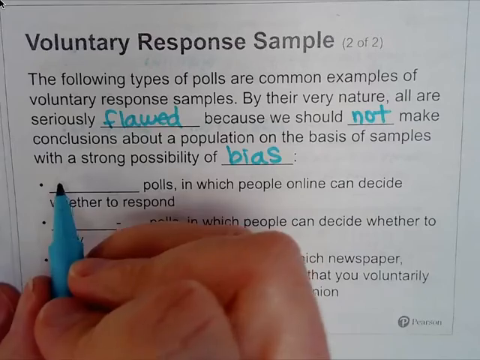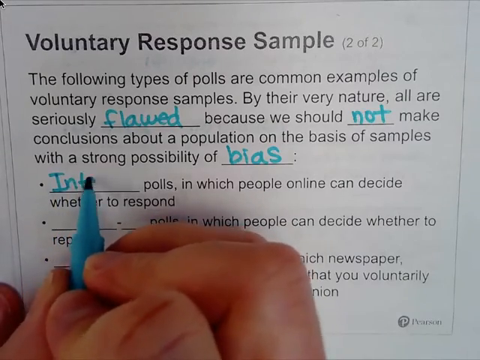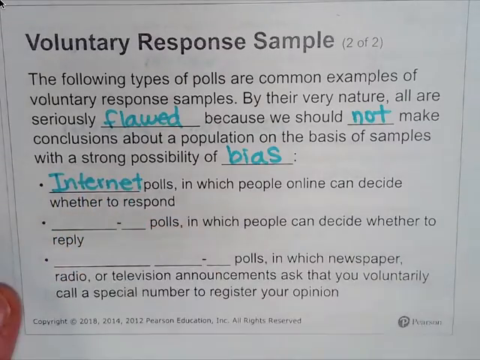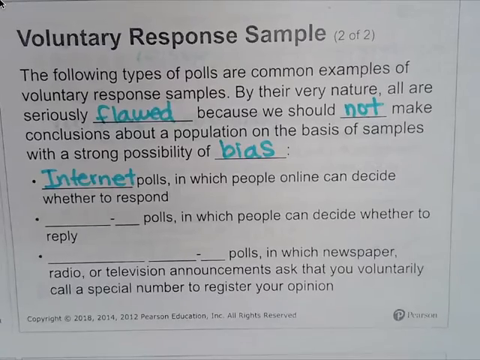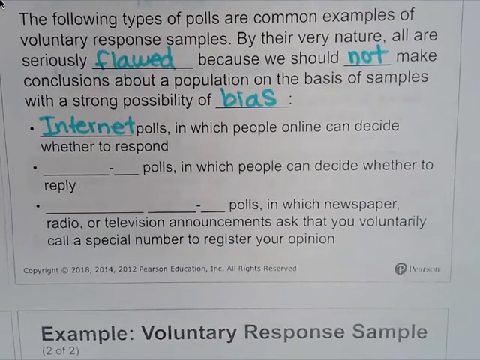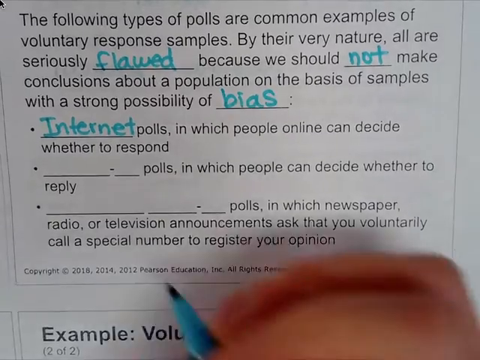So examples would be internet polls. People online can decide whether to respond or not. Another one would be mail-in.